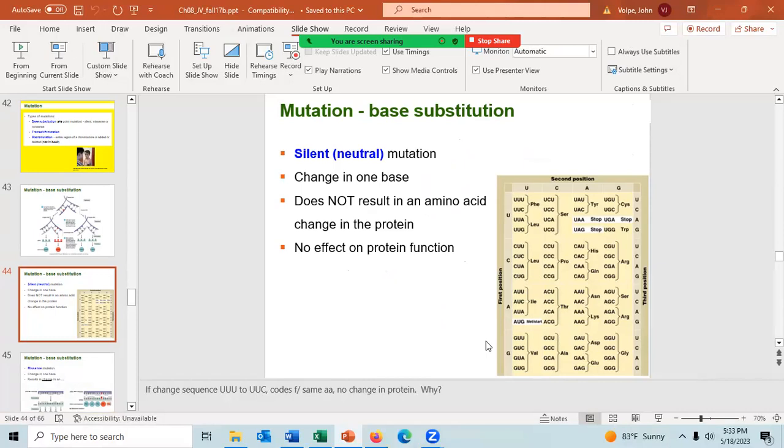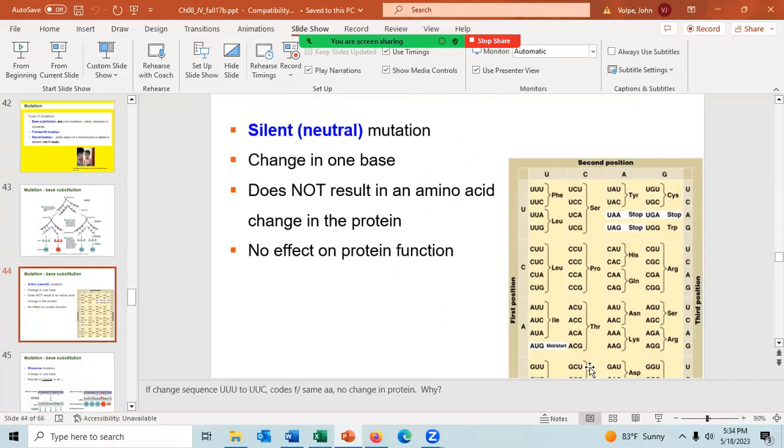A silent mutation is where we change one base of DNA, but it does not result in an amino acid change in the protein. So this mutation has no effect on protein function. And the reason for that is because of the redundancy of the genetic code. Phenylalanine, if it's UUU and it gets mutated to UUC, it still codes for the amino acid phenylalanine. This we call a silent mutation, where the DNA is changed, but the amino acid is not changed in the protein.